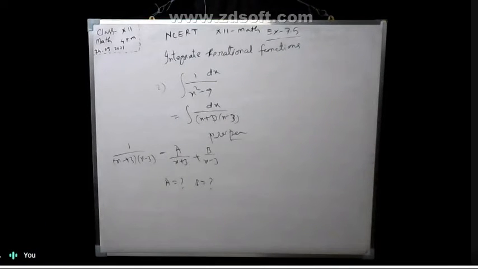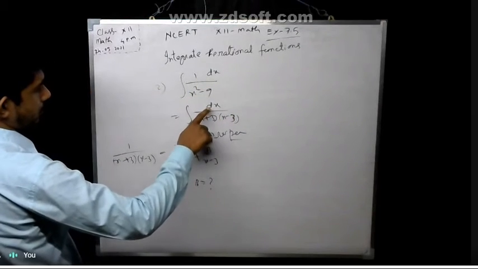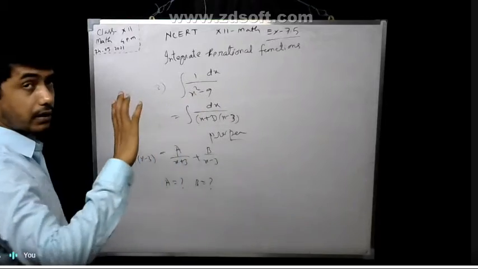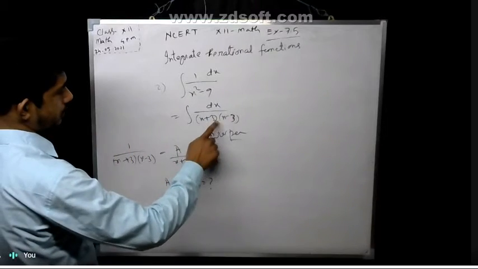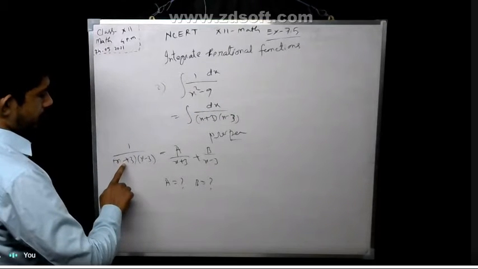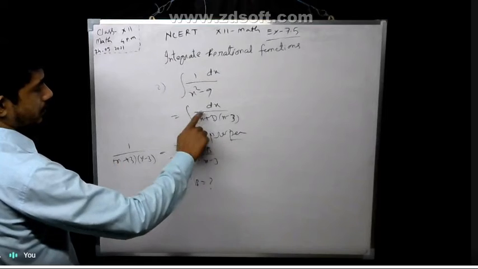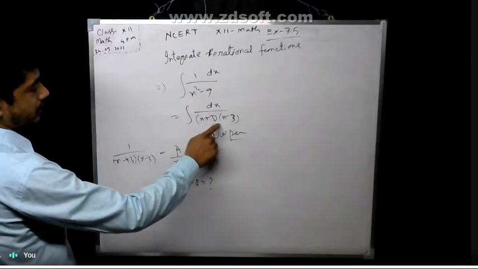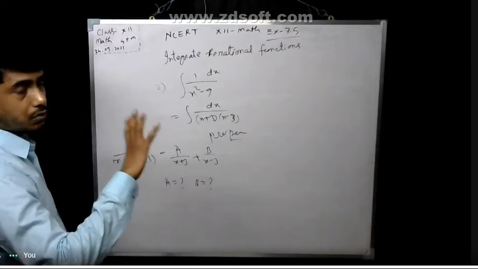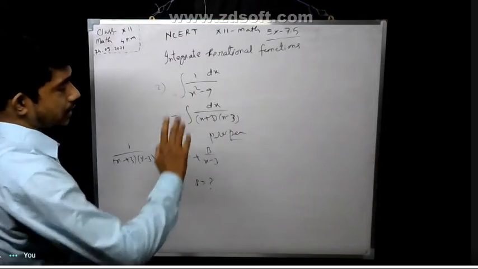I am only doing a rough sketch. If it will be 1 by x square minus 1 dx, then dx by x square minus 3 square is x plus 3 into x minus 3. Then you can take 1 by x plus 3 into x minus 3 equal to a by x plus 3 plus b by x minus 3. It is a proper fraction because the degree of numerator is 0 and the degree of denominator is 2, so 0 is less than 2. Then you can find the values of a and b and then do it.